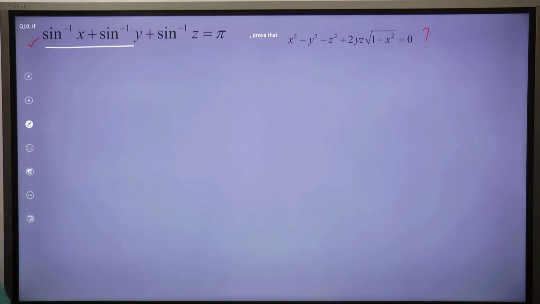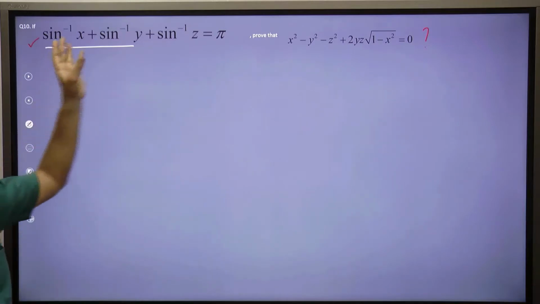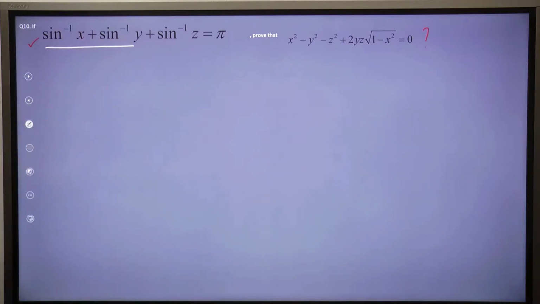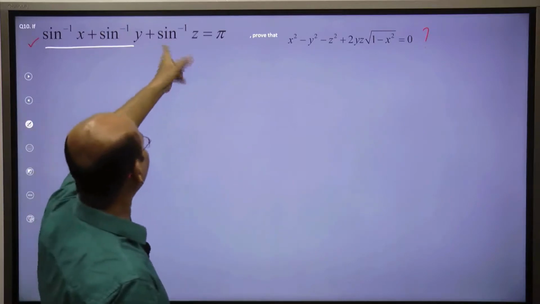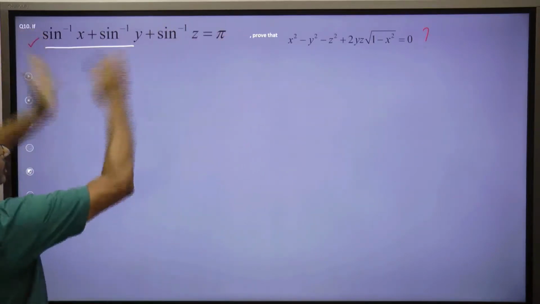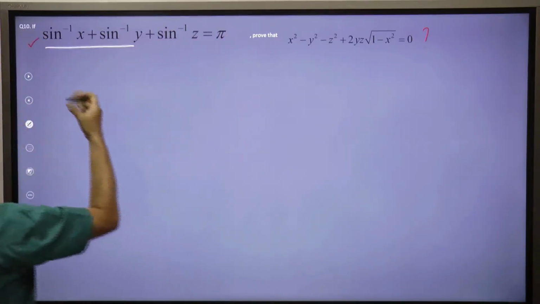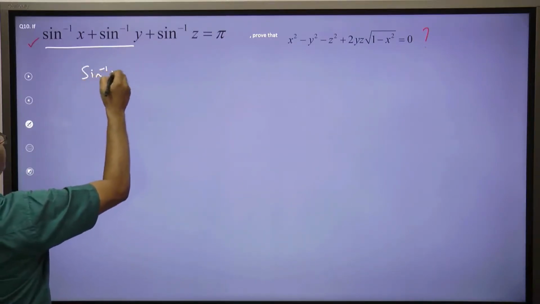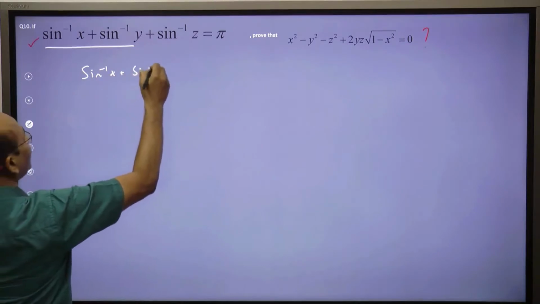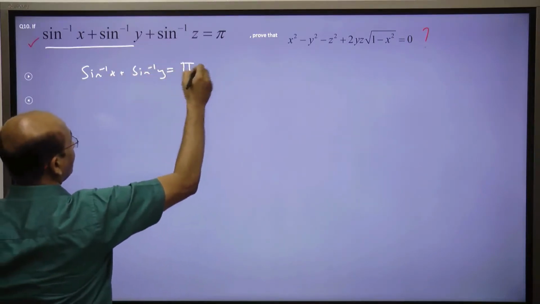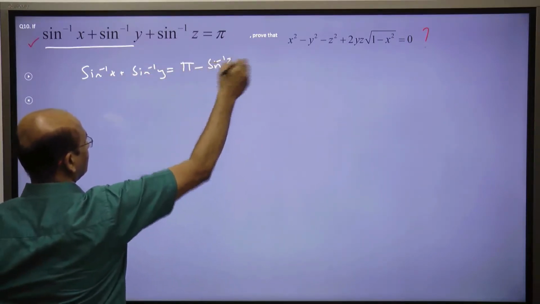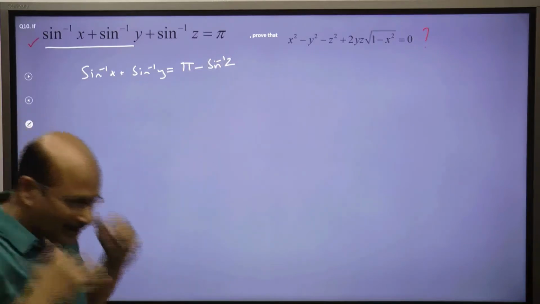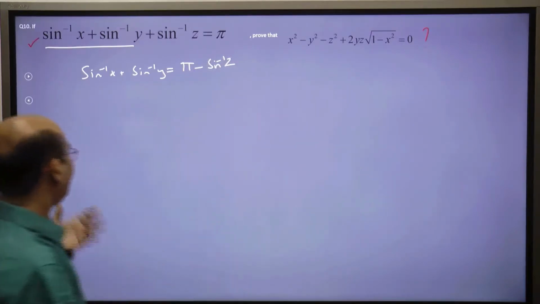Okay guys, let us see the next question which is coming up. Sine inverse x plus sine inverse y plus sine inverse z is equal to pi. From the given information, you have to go to the unknown. As I said, if you take this sine inverse z to the other side, because this is given, you can manipulate anything anywhere. So I'm going to work it out like this. Sine inverse x plus sine inverse y is equal to pi minus sine inverse z. I think my work becomes a little bit lighter, right?